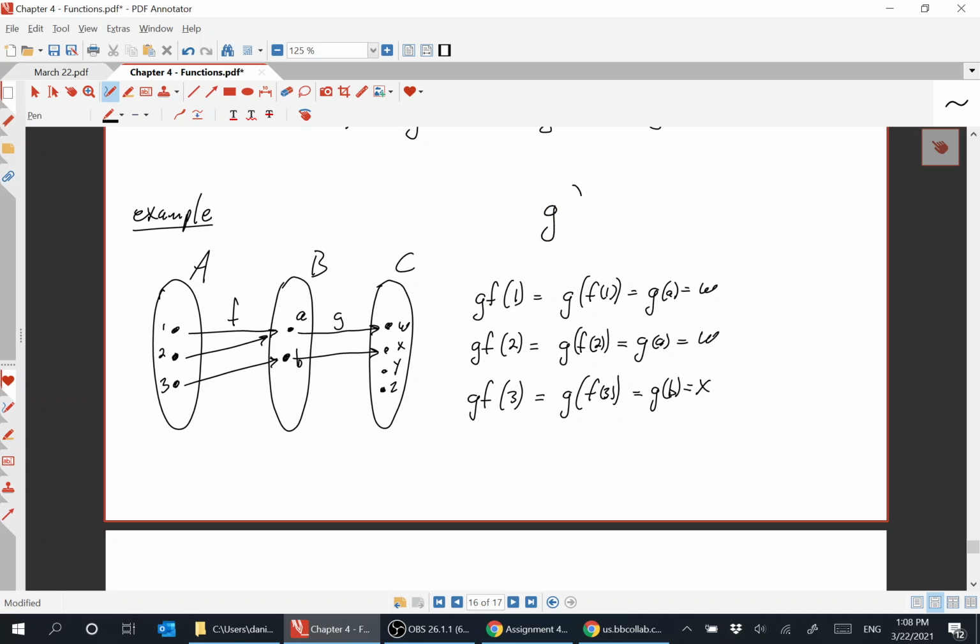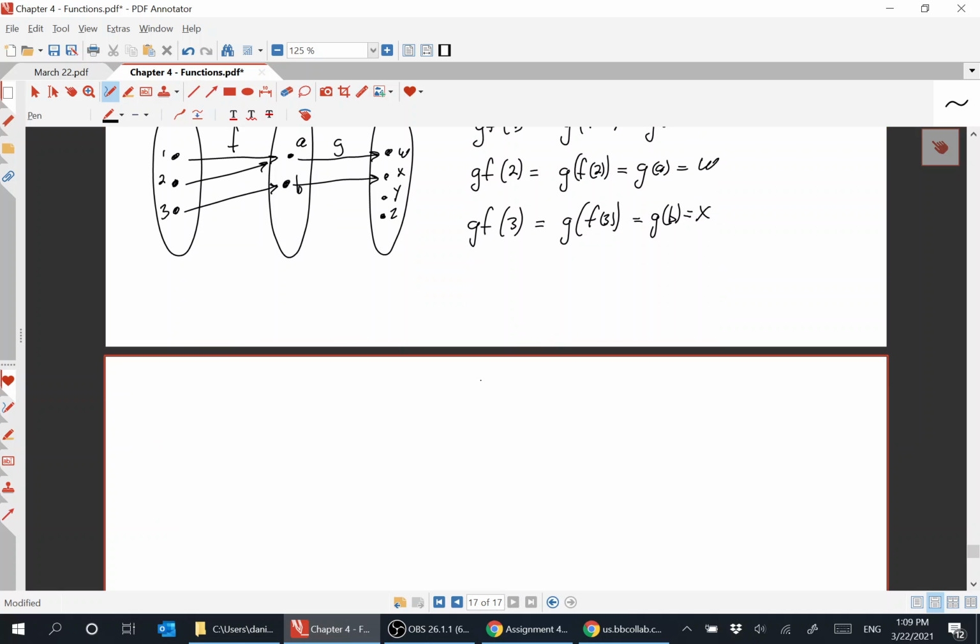What is the meaning of gf? g following f. The meaning of g following f is that g following f at argument x is g of the argument f of x. That's the definition of g following f of x. You've got to get the notation right. It's really important. So this example is also notational, not just conceptual.